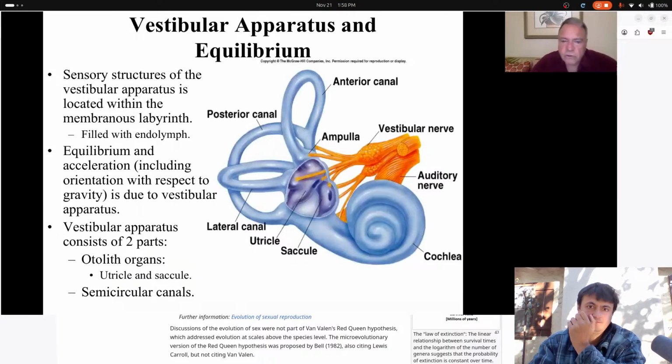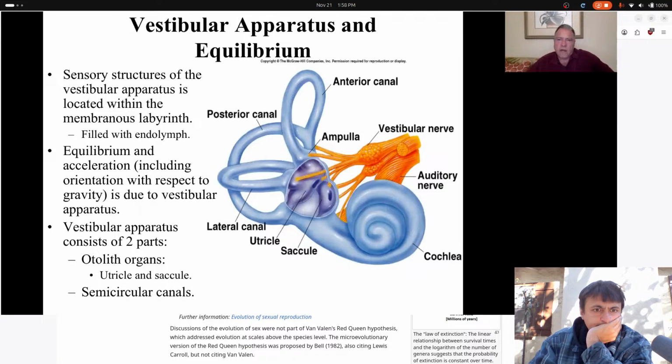Okay, so those are systems to detect vibrations and pressure waves in the environment. Now, another system that uses hair cells that's also in the inner ear is your vestibular apparatus. And we're not going to really talk about this.